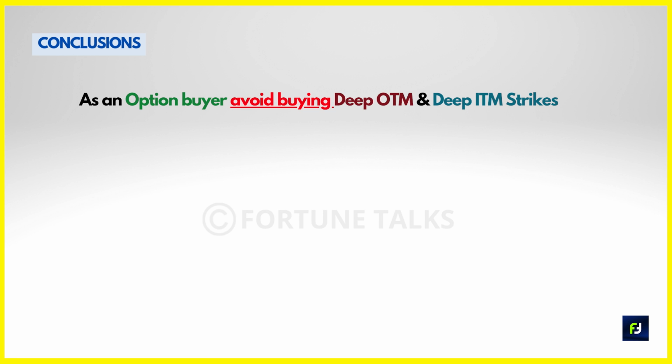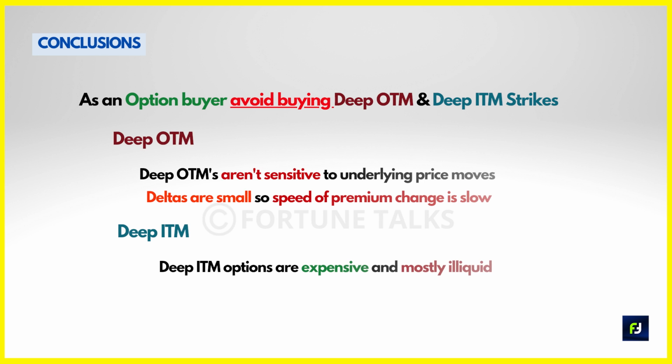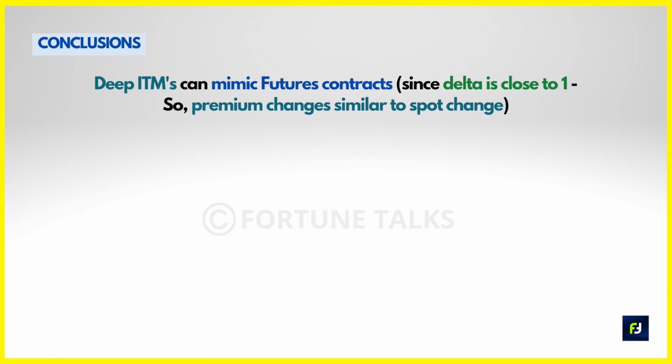Therefore, as an option buyer, you should avoid trading on deep in the money and deep out of the money options. The reasons being, deep out of the money options are not sensitive enough to the underlying price moves, so the absolute premium change is negligible. Now, deep in the money options are certainly expensive and most of the time illiquid. But since they have a very high delta value, meaning that they are more sensitive to changes in the underlying, we could buy deep ITM options instead of futures contracts for the same underlying for a much lower price.